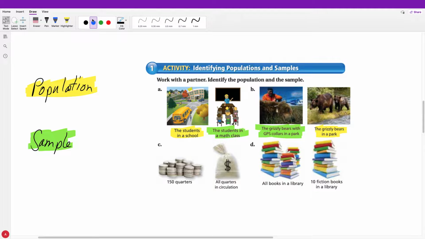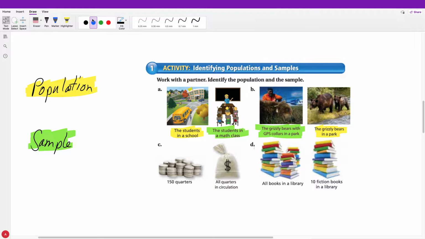Because when we're taking a group of grizzly bears from another group, since every single bear doesn't have a collar, that means that the bigger group of our bears will be all of them in a park, and then the collar ones will be the ones that would be our sample.